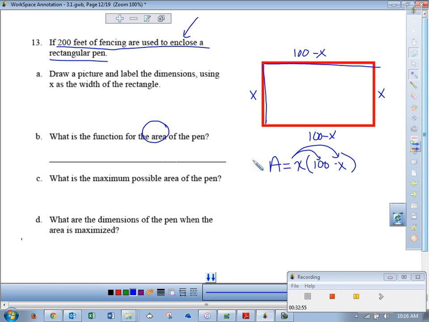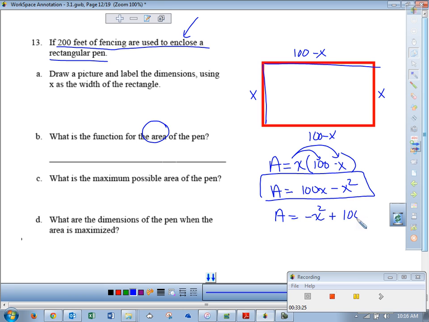distribute. So this would be A equals 100x minus, what's x times x again? x squared. Meaning, this function is what kind of function? Starts with a Q. That's a quadratic function, correct? I'm also going to rearrange it to put it in standard form. That x squared is negative, and the 100x is positive, and now it's in standard form. So here is my function. The area equals negative x squared plus 100x.